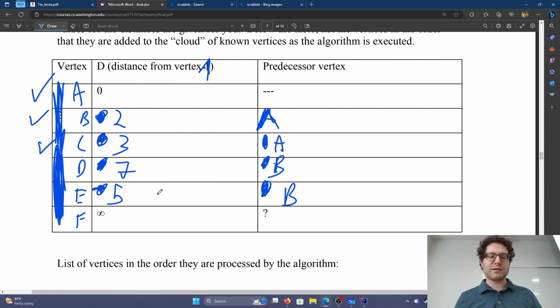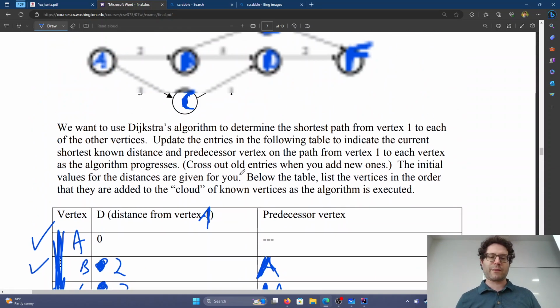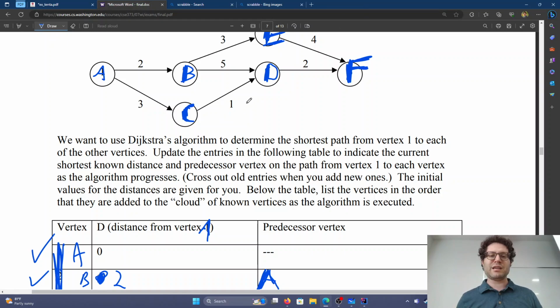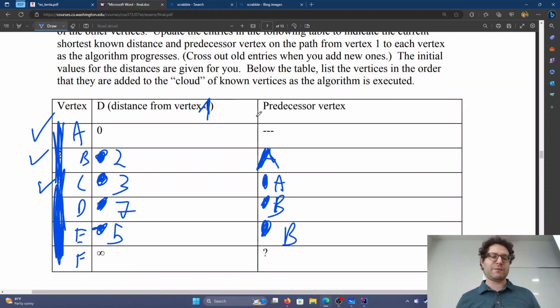Okay, C to D. So A to C, the cost to get to C is 3. We know that from our table. The cost to get to D is 1 from C. So 3 plus 1, is that cheaper than what we already know? Yes, it is. It's cheaper than 7. 4 is cheaper than 7. So we cross that out, put in 4 over here, and go through C. We can get to D through C from A for a cost of 4.